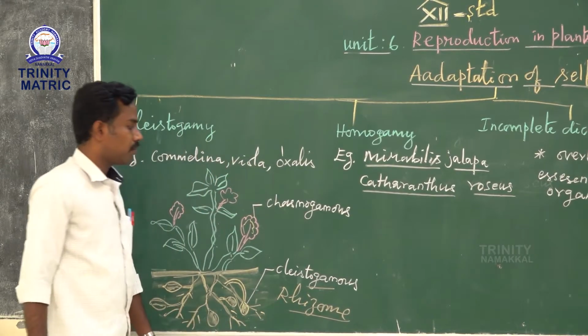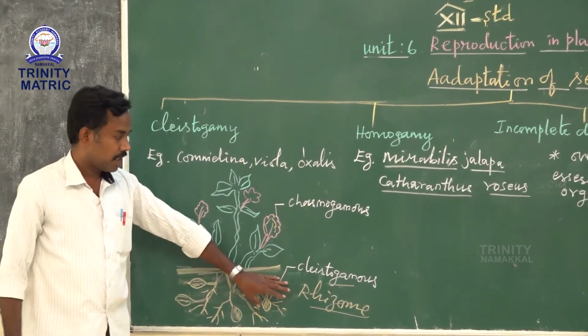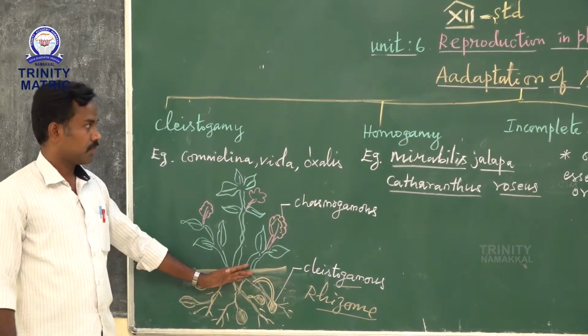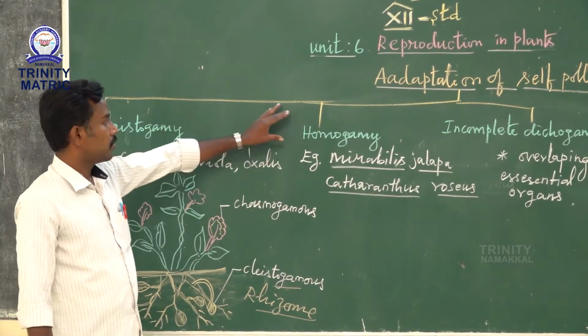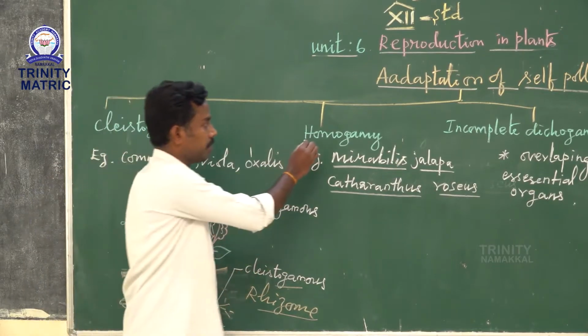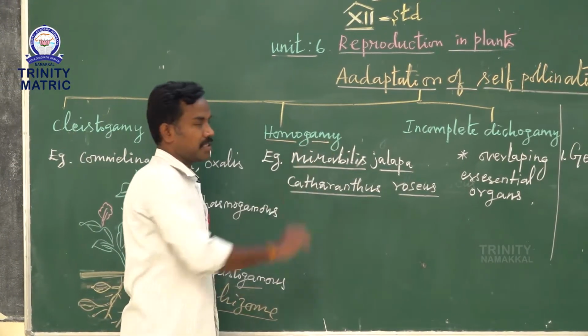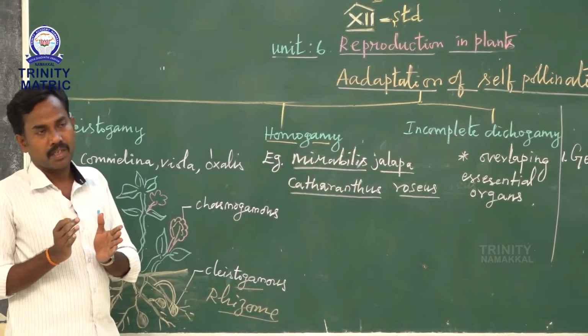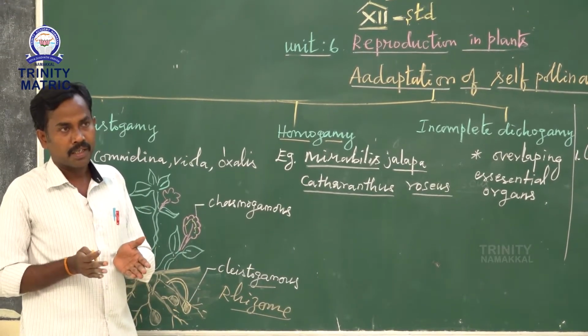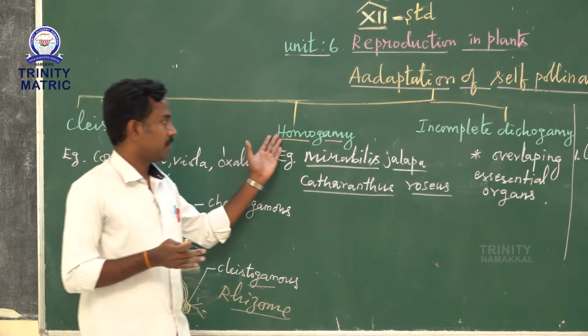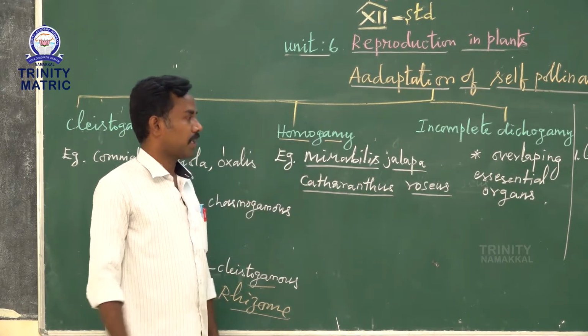Rhizome means the underground part of the plant. That is the rhizome. Then the second one is homogamy. Homo means same, and gamy means marriage. So within the same time, both the male and female reproductive organs mature at the same time. That is called homogamy.